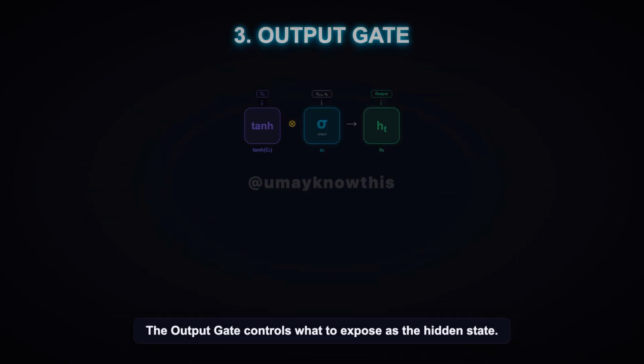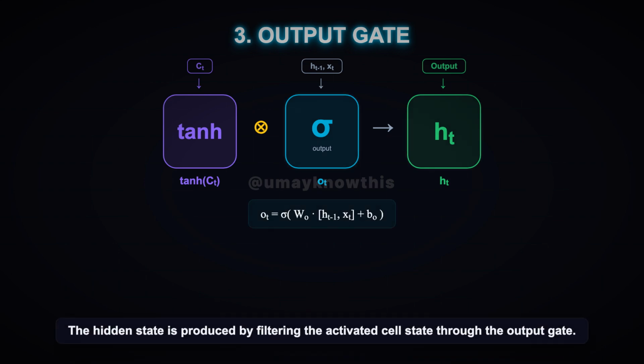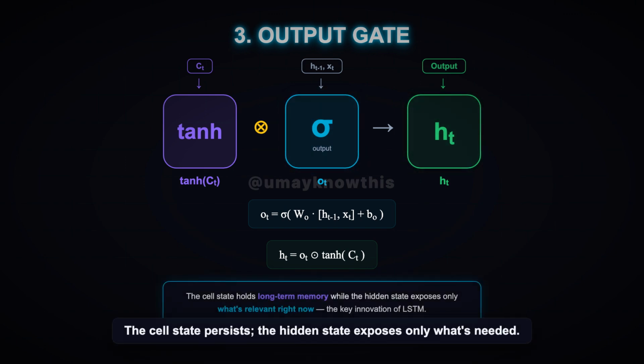The output gate controls what parts of the cell state to expose as the hidden state. A sigmoid layer decides which parts of the cell state are relevant. The cell state is then squashed through a tanh function to push values between -1 and 1. Finally, these are multiplied together to produce the hidden state Ht. This hidden state is what gets passed to the next time step and also serves as the output of the current cell. The key insight is that the LSTM can maintain relevant long-term information in the cell state while only exposing what's needed right now through the hidden state.